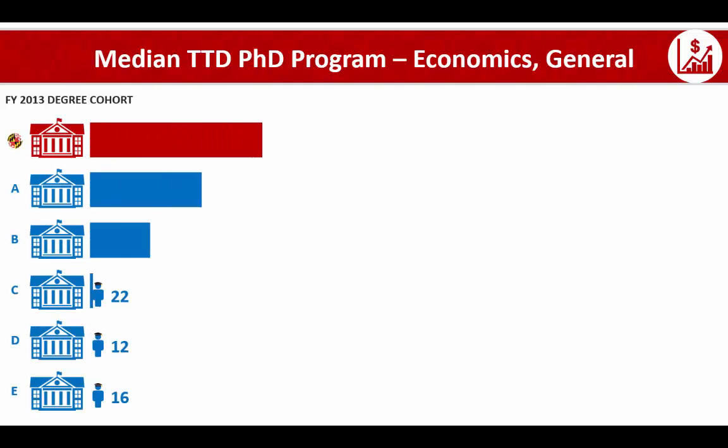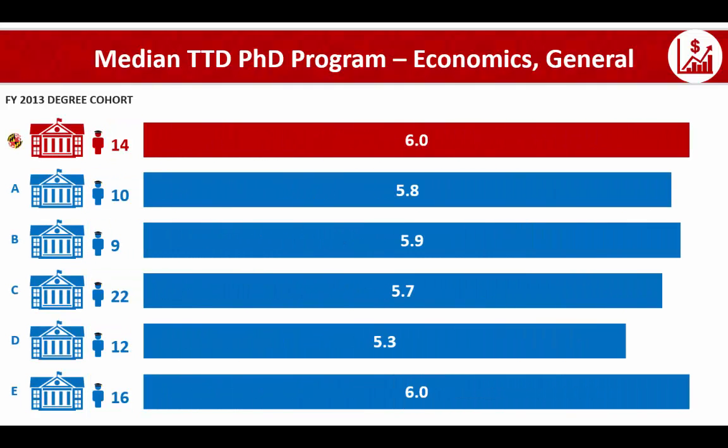We do the same thing with economics. Here you can see Maryland at the top. There is a median time to degree of 6 years, and the lowest time to degree here is 5.3 years. So a little bit less variance than before in the chemical engineering program, and a little bit longer time to degree.